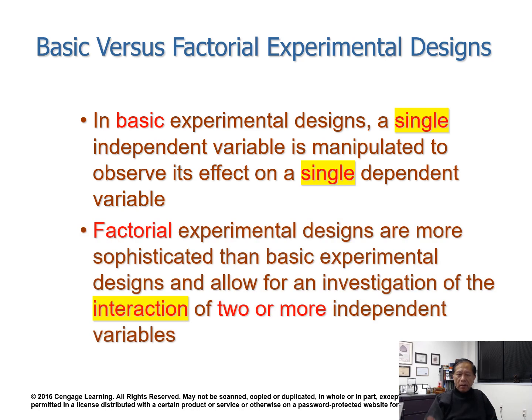A factorial experimental design is more sophisticated than basic design and allows for an investigation of the interaction of two or more independent variables. Like I said, the dependent variable is purchase intention. You can have two experimental variables, independent variables, lighting and color of the room. Then there could be interaction effects.